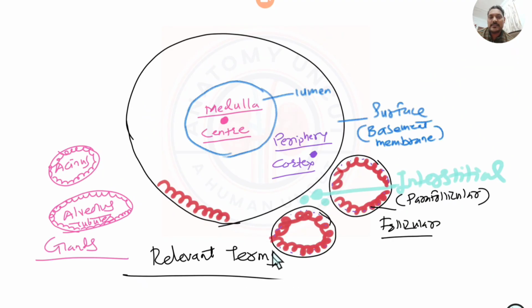Now see this particular picture where you see a round structure. The center of any such round structure we call generally the medullary part, and if it has a peripheral part, we call it the cortex. Cortex is the peripheral part and the medulla is the central part. Some structures have a lumen inside, some have a surface basement membrane, and based on that you have some terminologies like luminal, basal, like that.